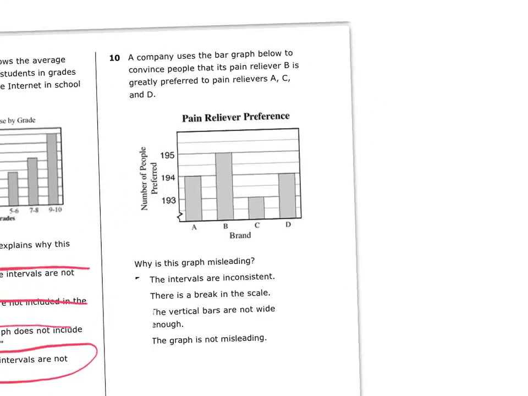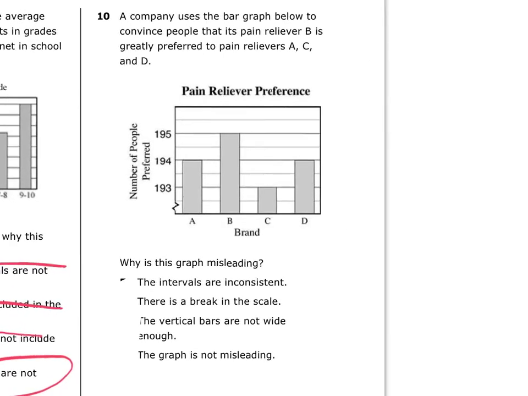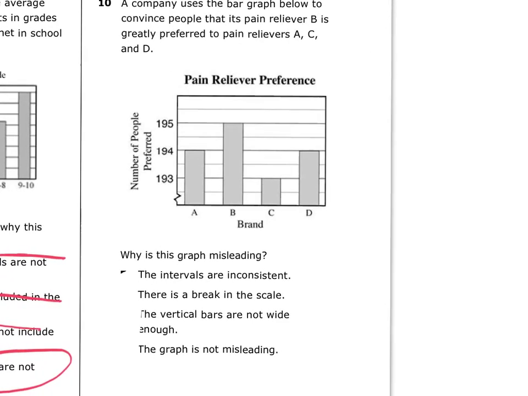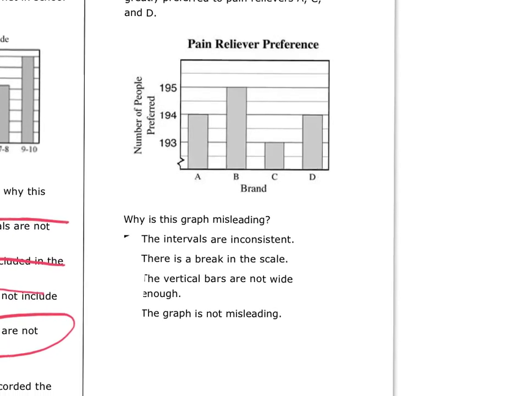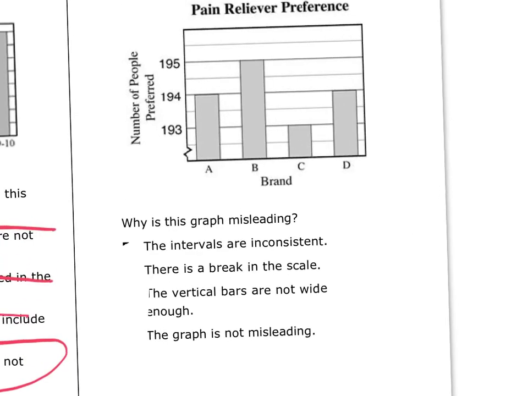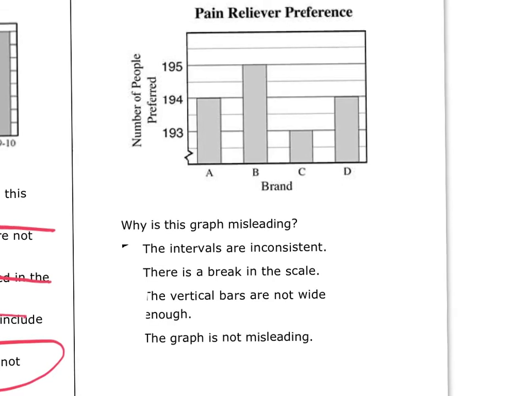Alright, number 10. A company uses a bar graph below to convince people that its pain reliever B is greatly preferred to pain relievers A, C, and D. Alright. So here's a bar graph. If you look at this bar graph, it does look like B is way more popular, doesn't it? Nobody likes C. Why would anybody want to pick brand C? Brand C stinks and nobody likes it.